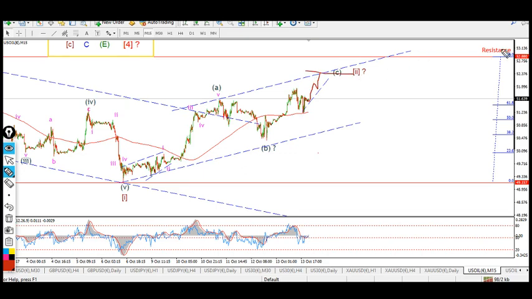What we don't want to see is a break of 52.88. That's the point of no return for the moment. That's the invalidation for the immediately bearish wave setup.